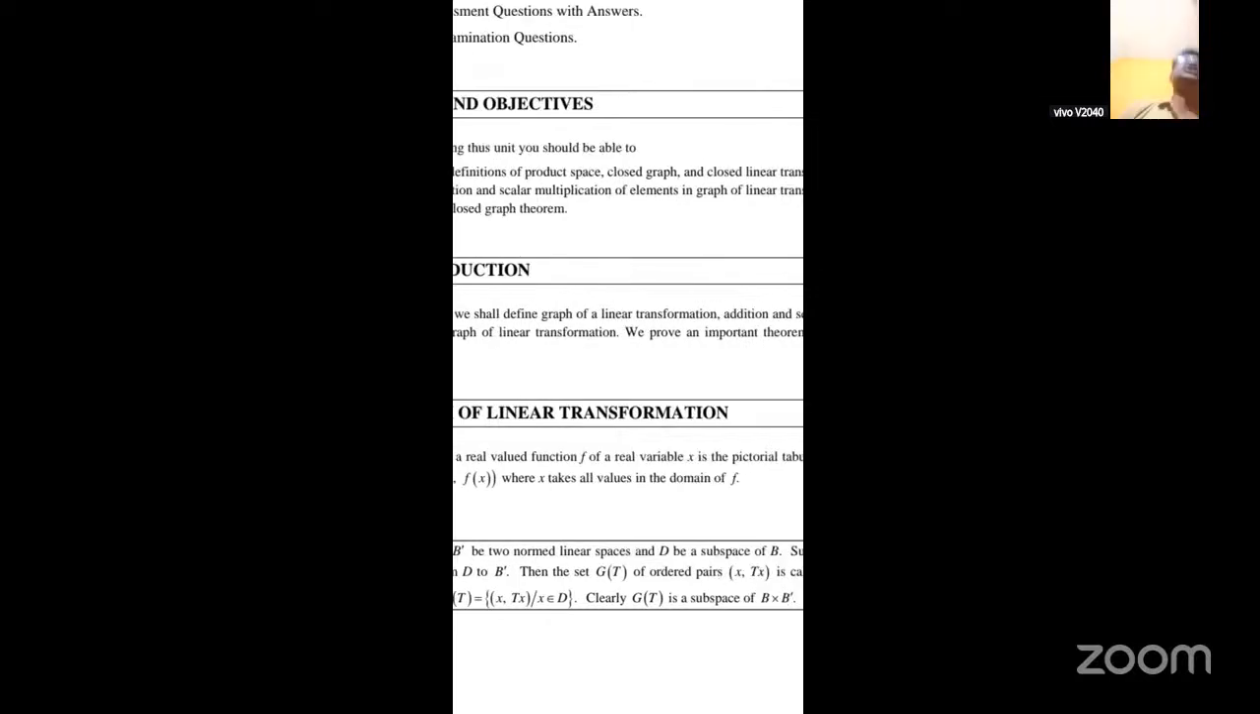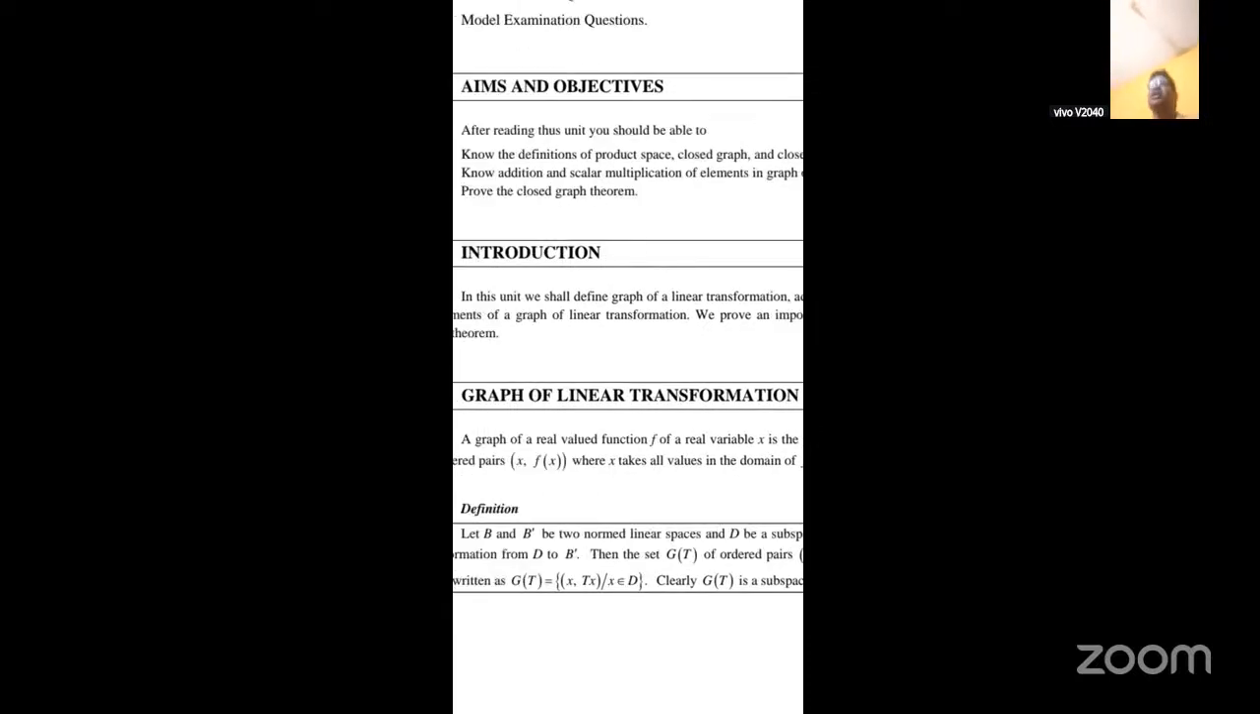Now clearly here G of T is also a subspace of B cross B dash. Here B cross B dash means the Cartesian product. Now that is the set of all ordered pairs. Those elements are denoted by x and Tx, where x is in the domain and Tx is in the codomain, that is the image. So G of T equals the set of x and Tx such that x belongs to the domain. That is the graph definition.